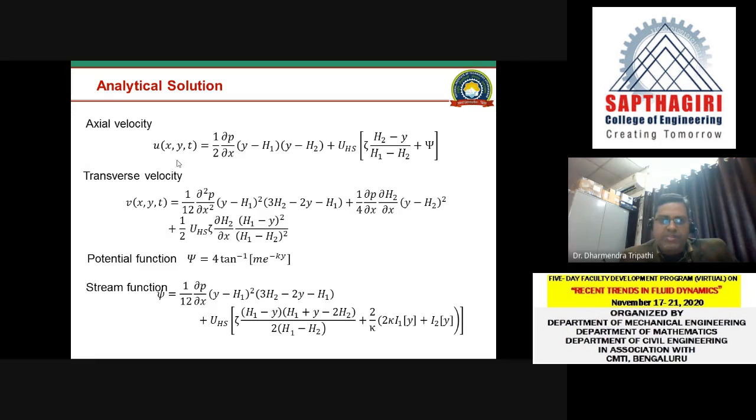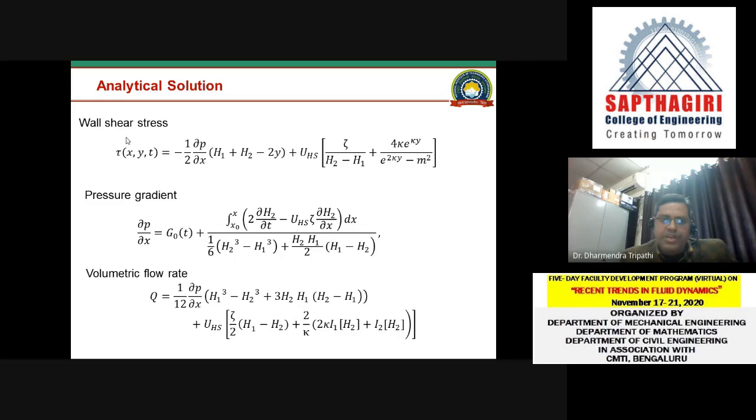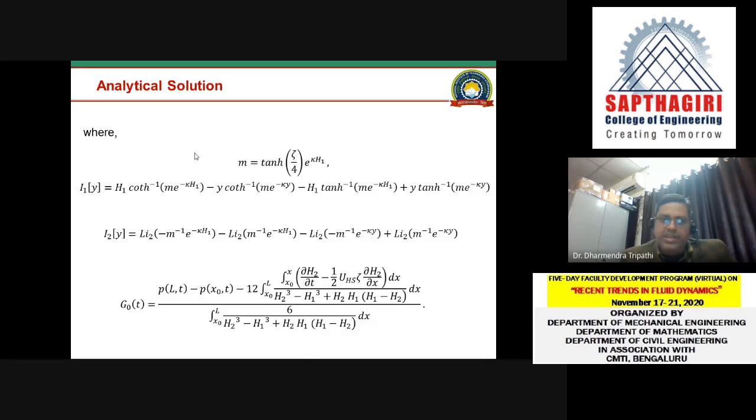So when we solve the governing equation subject to the boundary condition, we calculate basic fluid properties like axial velocity, transverse velocity, potential function, and stream function, and obtain results in the form of wall shear stress, pressure gradient, and volumetric flow. Everyone knows how to solve the partial differential equation, so there is no need to discuss every step. We can have the solution, and other constants are also involved. We can note down these constants.